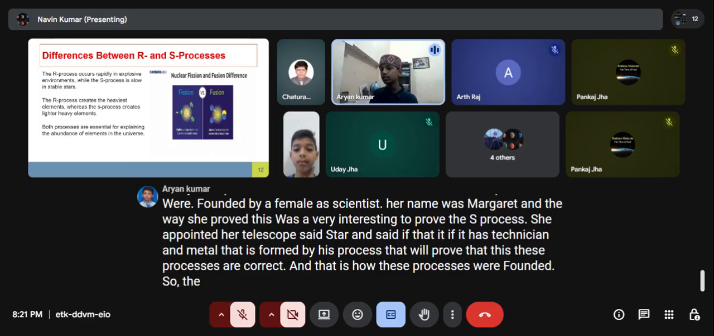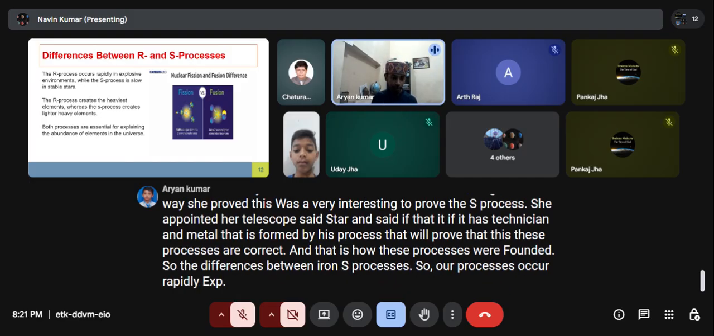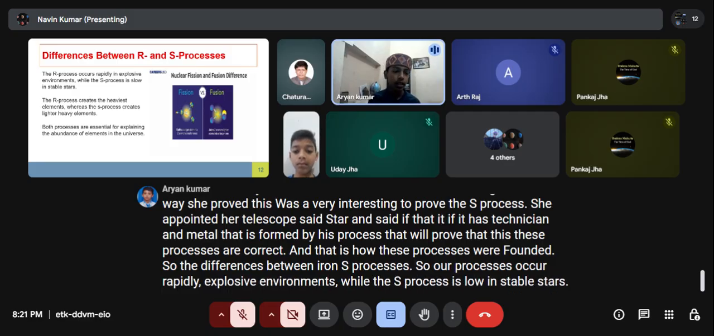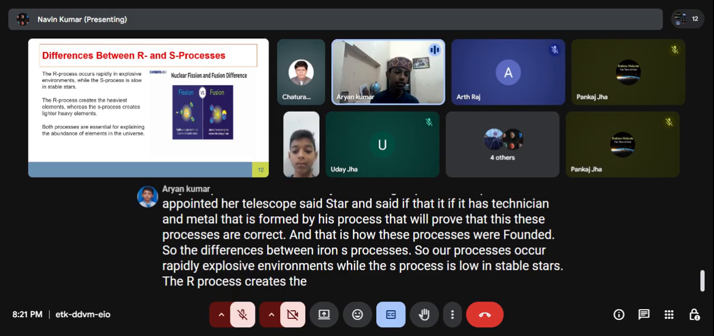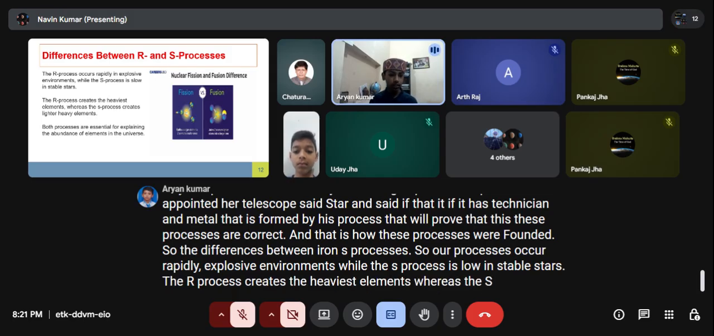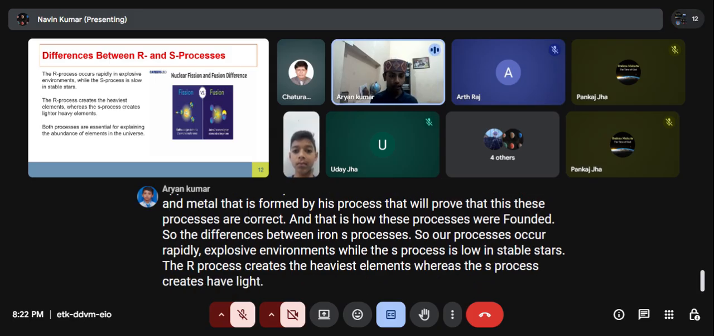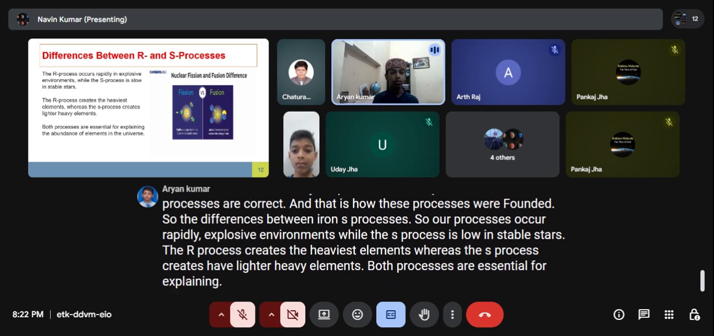So, the differences between the R and S processes. The R process occurs rapidly in explosive environments, while the S process is slow in stable stars. The R process creates the heaviest elements, whereas the S process creates lighter heavy elements. Both processes are essential for explaining the abundance of elements in the universe.